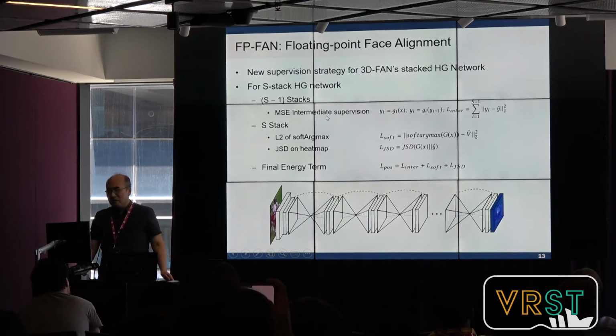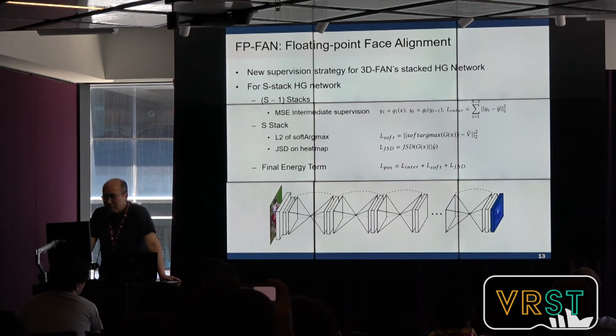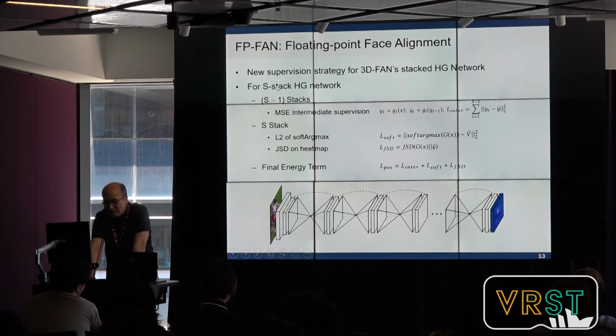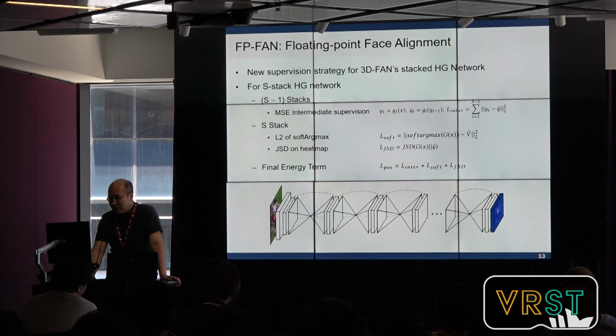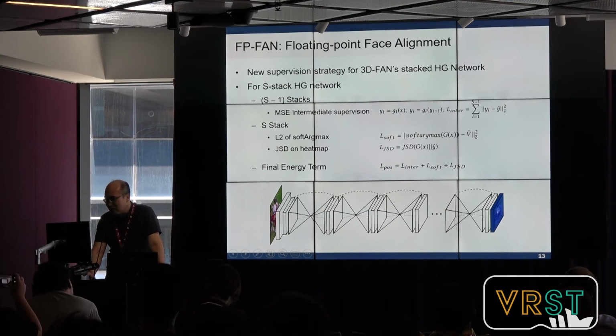Basically, we use soft argmax for training our landmark localization network. Again, our network is this stacked hourglass. Here we have 1, 2, 3, 4 stacks in this example. To train this stacked hourglass, we have a new supervision strategy. We use only the MSE, mean square error, for training the first S-1 stacks, and then we apply the soft argmax error for the last stack in this network. The final error term is a combination of these two: the intermediate MSE error for the intermediate hourglass stacks, and the soft argmax error combined with a divergence loss for the last part of this network.